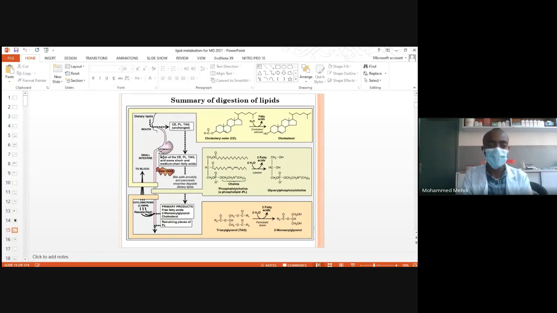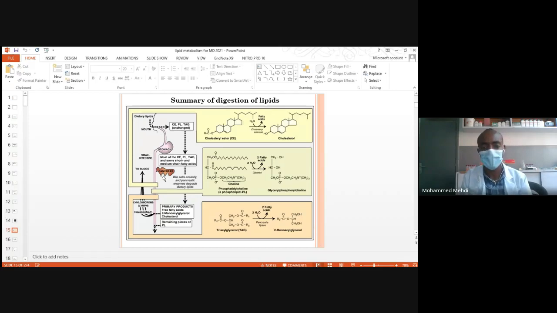In the stomach also, we have minimal digestion by gastric lipase. It is more active in neonates or children. So most lipid digestion occurs in the small intestine with the help of the pancreas. The pancreas secretes, number 1, proenzymes. They will be secreted into the small intestine.